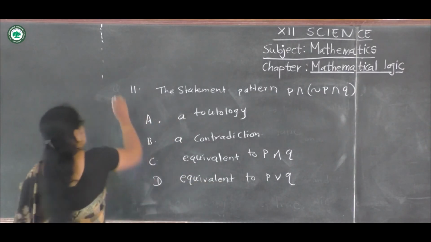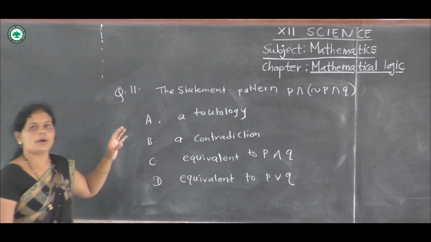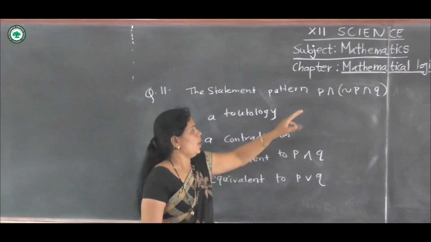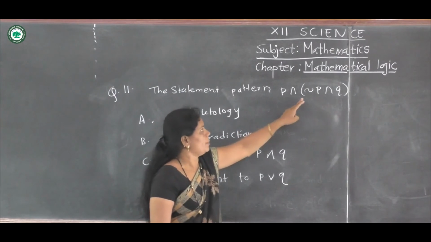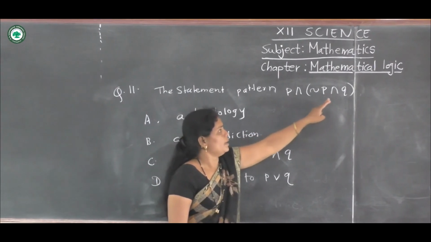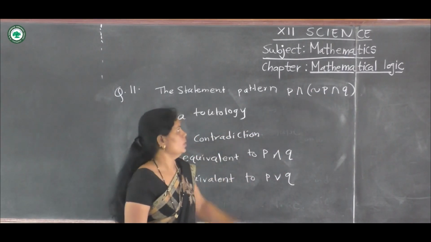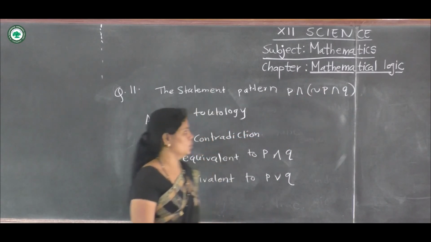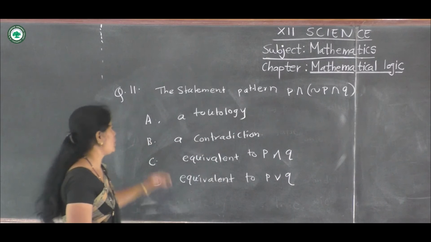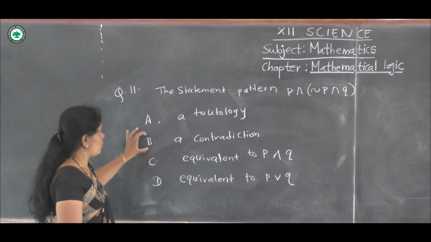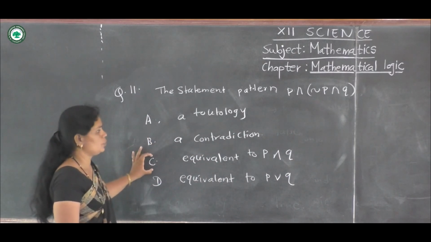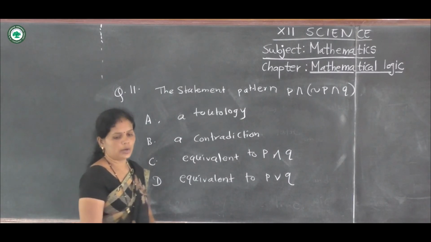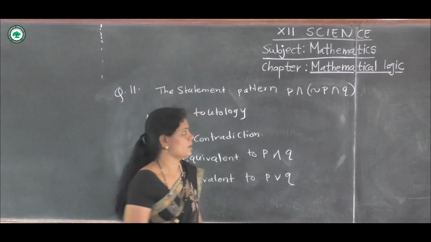Next question, question number 11. The statement pattern P and in brackets negation of P and Q is: first option, a tautology; second, a contradiction; third, equivalent to P and Q; and last option, equivalent to P or Q.